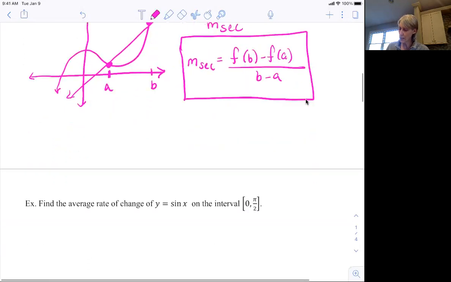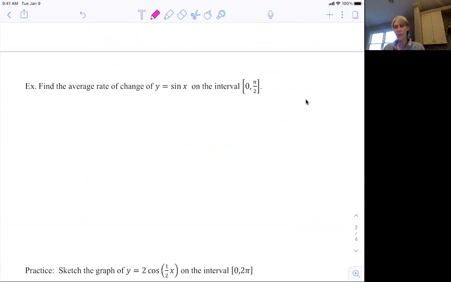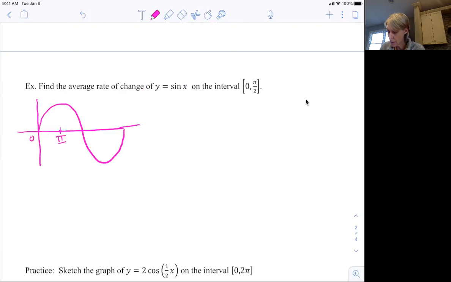Let's try to apply this to a trig function. So basically, I want to find the average rate of change of y equals sine x on the interval 0 to pi over 2. I'm going to sketch a little picture just so we know what we're talking about. So here's a real quick sketch of a sine curve. And basically, the average rate of change is going to be the slope of that line. That's what we're looking to find.